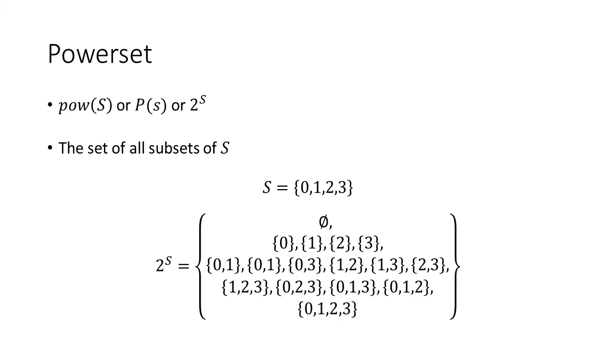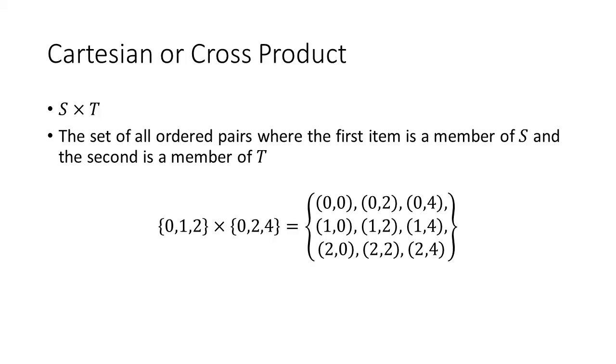The Cartesian or cross product of a set takes two sets as input and then produces a set of ordered pairs as output. So the Cartesian product of S and T are all of the pairs where the first thing in the pair came from S and the second thing came from T. So for example, if we looked at 0, 1, 2, cross product 0, 2, 4, we end up with 9 elements in the resulting set where we have 0 paired with all of the things from the second set, 1 paired with all of the things from the second set, and 2 paired with all of the things from the second set in that order.